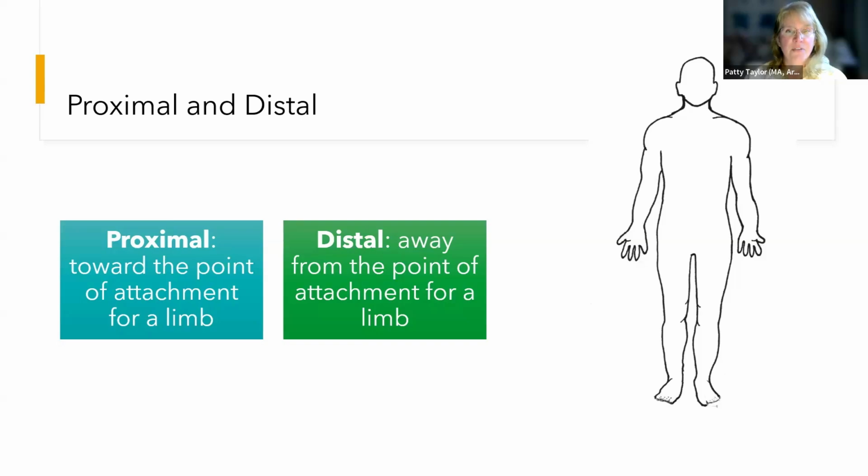So for now, we oftentimes refer to these as attachment points for a limb. Either you're close to it and proximal to the attachment of the limb to the body, or you're farther away, or distal.